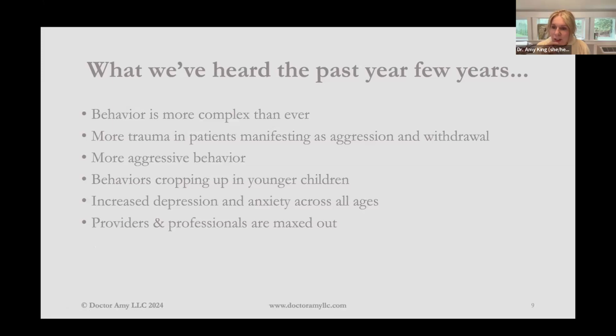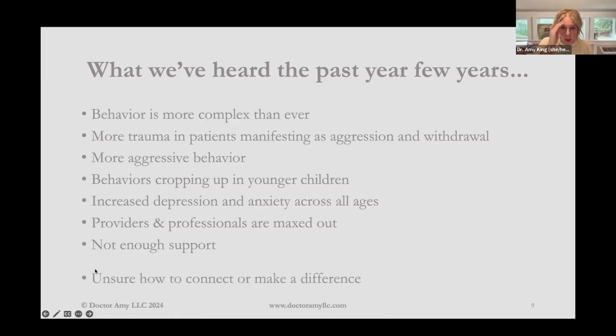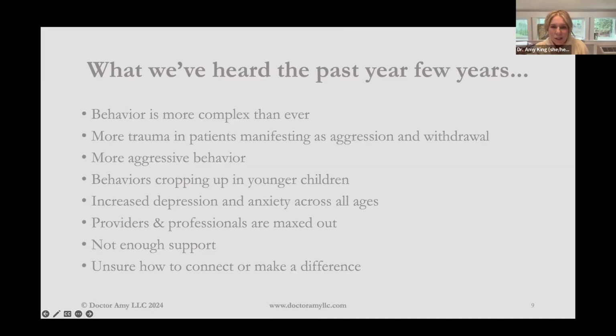And my friends and colleagues, like all of you, are just feeling really maxed out. Not feeling like there's enough support due to staffing shortages, et cetera. And just for the first time, I'm hearing people say, I don't know if I'm making a difference. Is what I'm doing more than just a drop in the bucket? So if that is you, if that is how you're feeling, you are certainly not alone in that. That's how many colleagues and providers are feeling that I talk with in many different spaces.